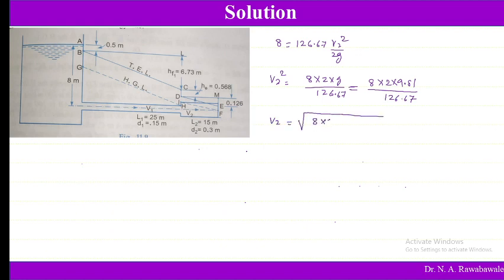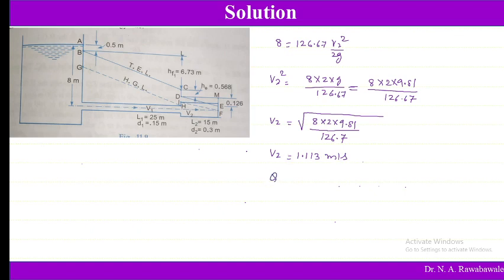8 into 2 into 9.81 divided by 126.7. So we get the velocity V2 as 1.113 meters per second. So now we know velocity V2. So therefore we can find out Q.